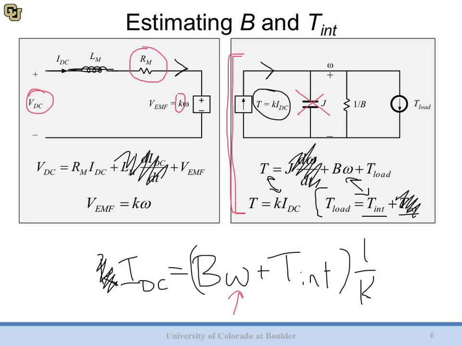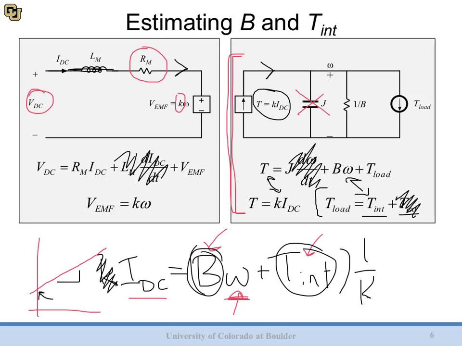This looks a lot like the equation for a line, right? We have a slope, our slope is B, and we have an intercept, T int. So if we were to simply take a number of data points where we have IDC related to omega, we could plot those, and what we should end up with is some line going up where we have some intercept, which is going to be our T int, and some slope, which is going to be our B.